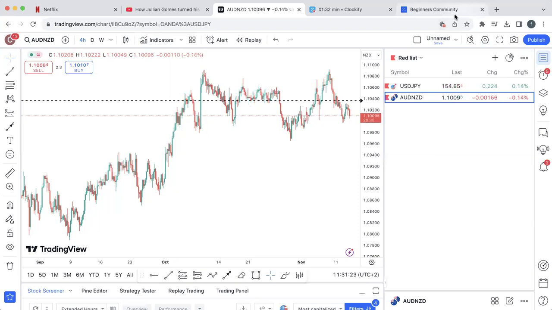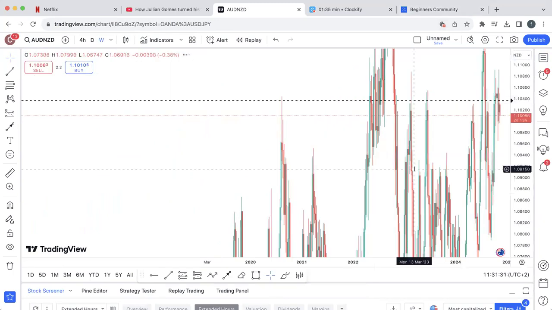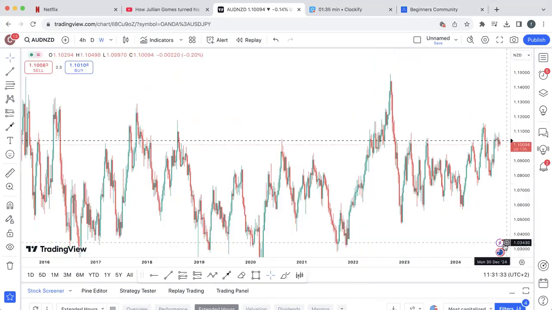So, guys, in this session, I'm going to be giving you an update on these pairs that we spoke about in our previous session. So, let us get into it. Now, the first pair that we spoke about was the Australian dollar over the New Zealand dollar.